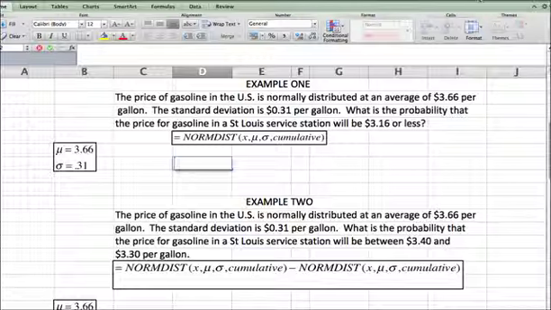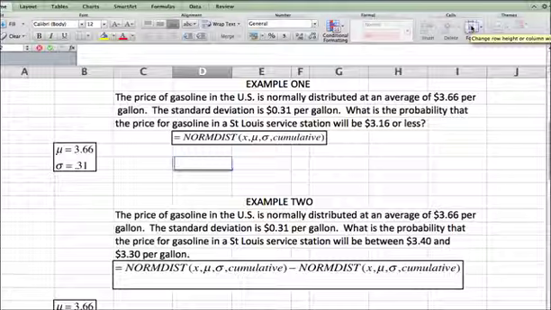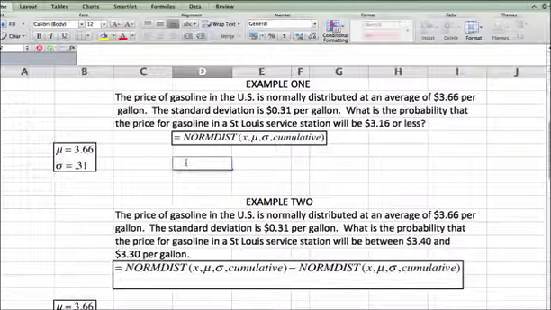Example 1 deals with questions where the probability being requested is equal to or less than a particular number. In this problem, it's the price of gasoline in the U.S. that is normally distributed at an average or mean of $3.66 per gallon. The standard deviation is 31 cents per gallon, and the question is, what's the probability that the price of gasoline in a particular service station will be $3.16 or less? Underneath the example, you can see how it is to be entered into Excel.